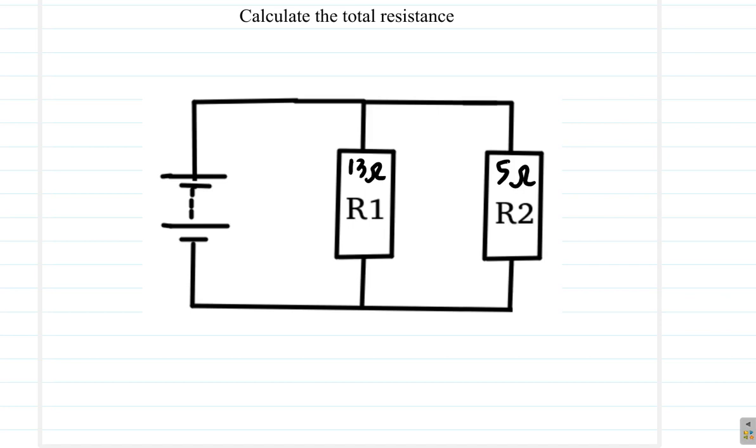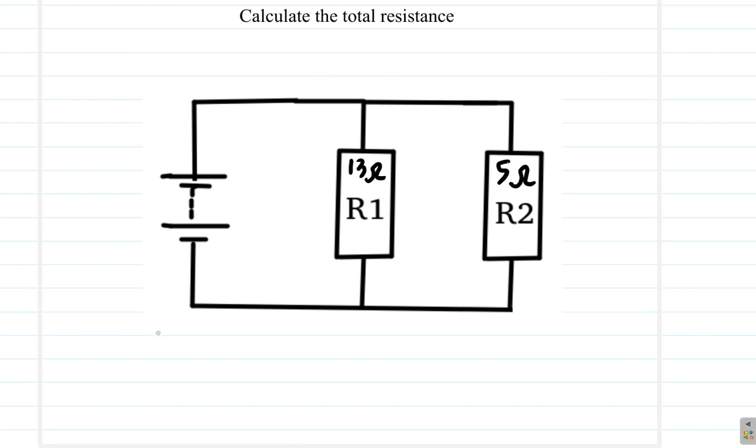We have two resistors in parallel here, R1 and R2. R1 has a resistance of 13 ohms. R2 has a resistance of 5 ohms. We need to calculate the total resistance.